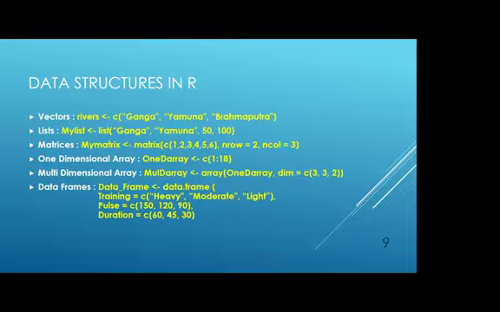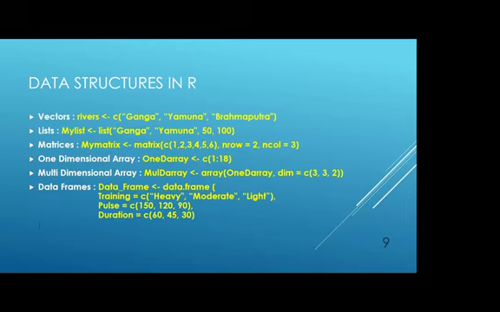If you again look at the yellow portion, if it is a vector, it is the same kind of data. For example, all strings, or you can also say text data: Ganga, Yamuna, Brahmaputra. But if you look at the list, it's a combination of numeric data as well as text data. So it becomes a list.